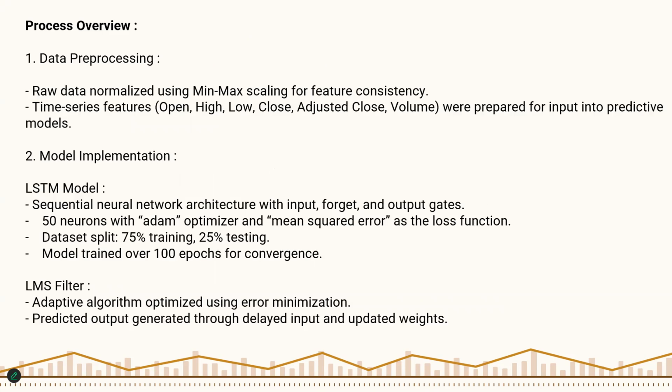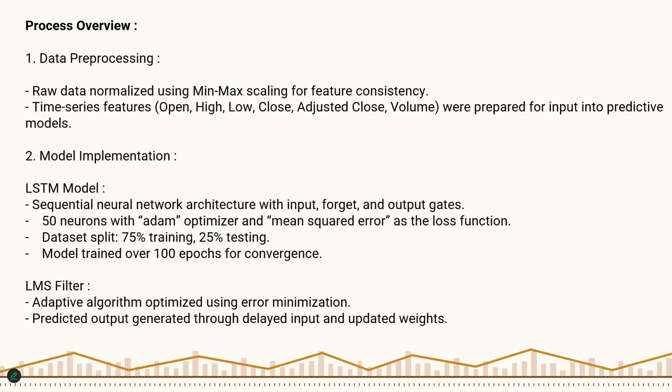Data processing. Raw data was normalized using min-max scaling to ensure feature consistency. Key time series features such as open, high, low, close, adjusted close, and volume were prepared for input into the predictive models. Model implementation. LSTM model. Sequential neural network architecture with input, forget, and output gates.